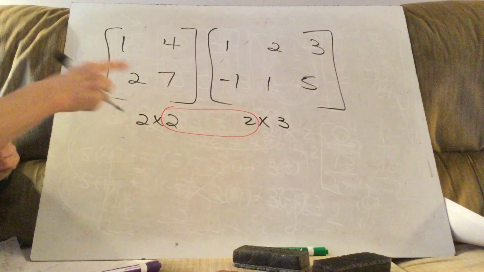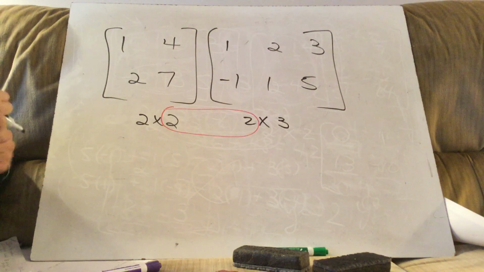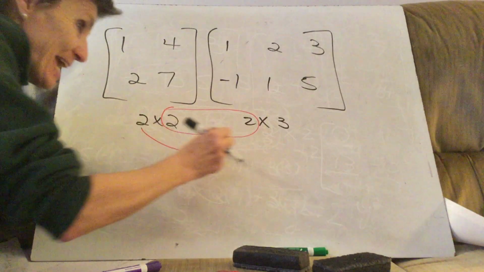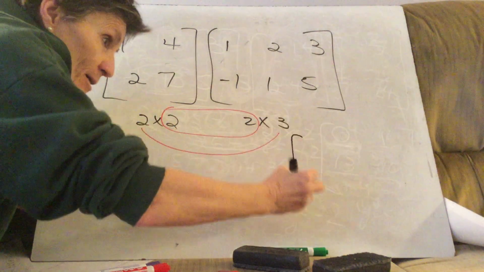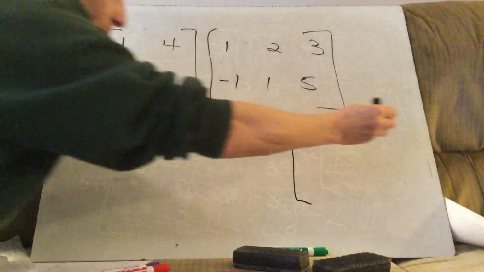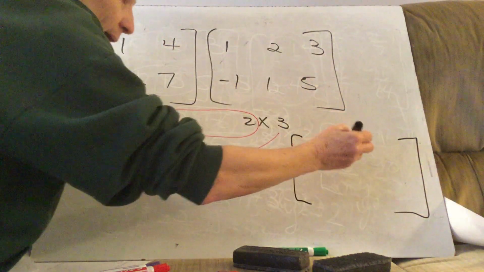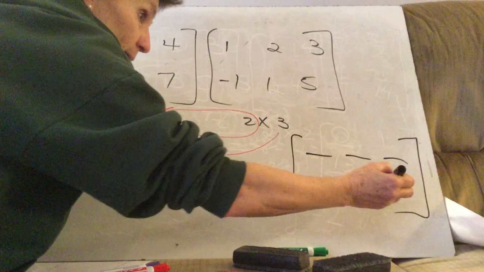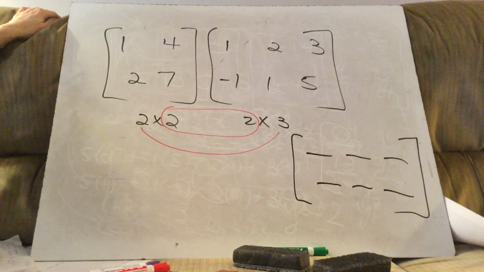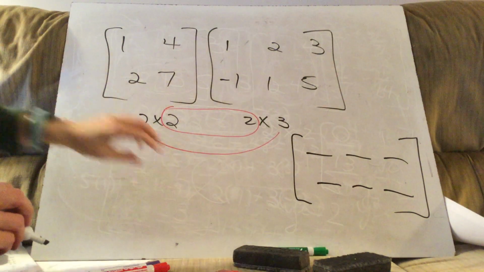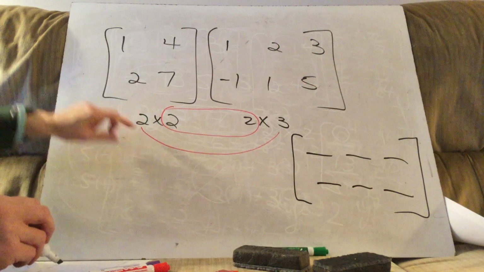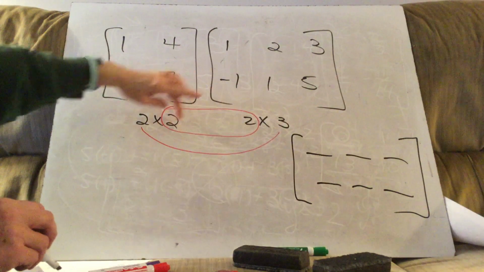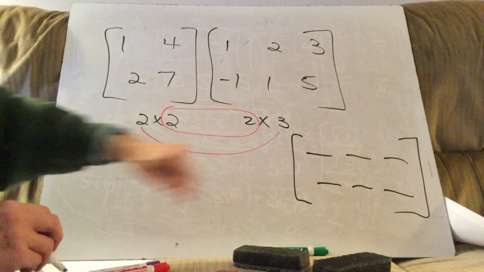And then, so we are going to multiply this. This one is going to get multiplied. And the answer is going to be a 2 by 3. So the answer is going to have 2 rows and 3 columns. So the answer is going to be that size. It's going to be another 2 by 3. The outside, these two have to match. The circled ones have to match. These tell me how big my answer is.